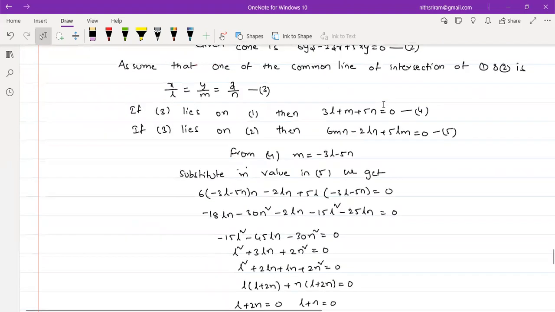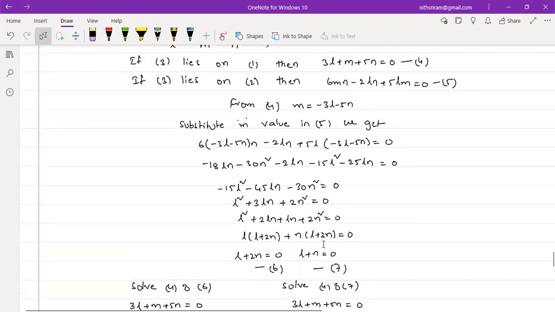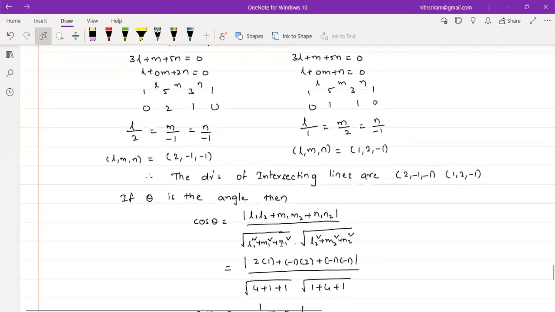Okay. So after solving equations 4 and 6 and 4 and 7, we get two sets of element values. So whenever we get the two sets of element values, if we substitute those values, we get the two line equations. And in the denominator, we have the DRs. We want those DRs. So here I am writing that, and the DRs are 2, minus 1, minus 1, and 1, 2, minus 1. Two sets of the DRs after finding element values.